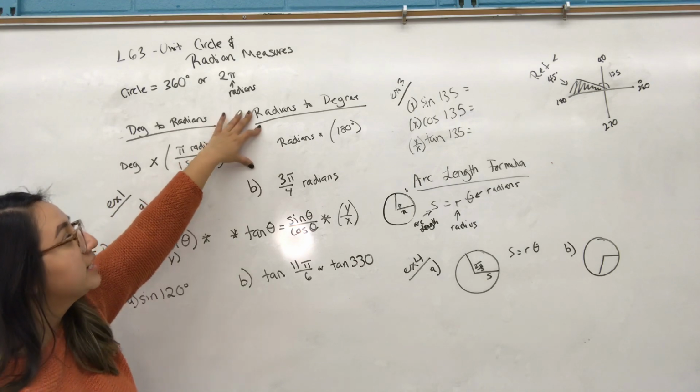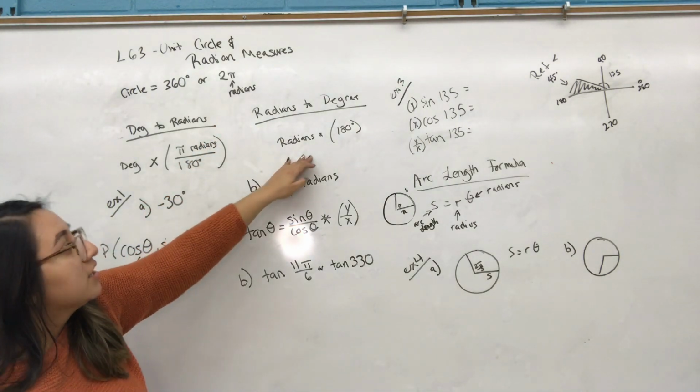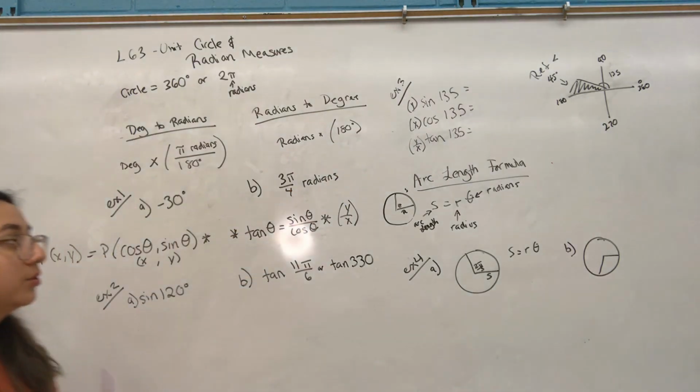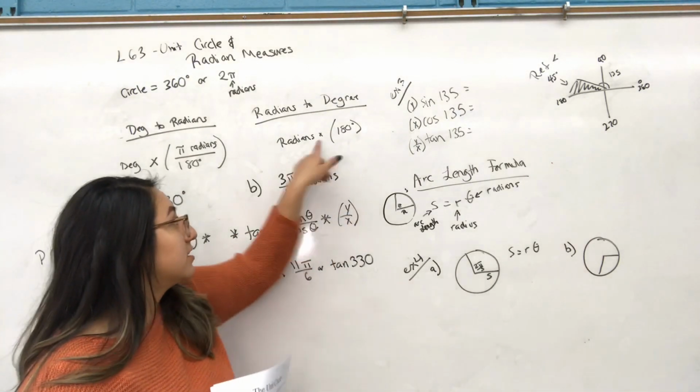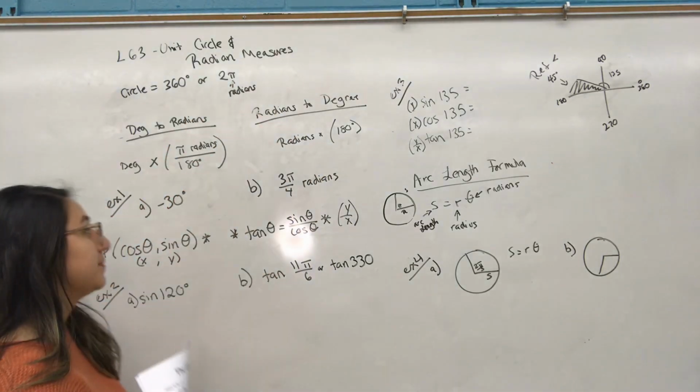Next one, from radians to degrees. So it's the other way. It's your radians, so it's going to be a fraction. You're going to multiply that by 180 over π. And then you're going to get it in degree form. Radian form has a symbol, and you include the word radians with it.